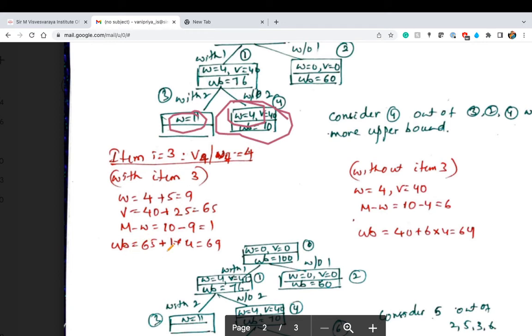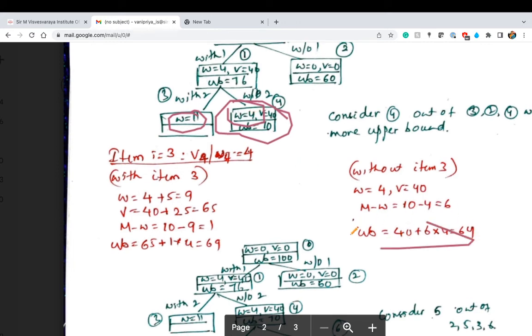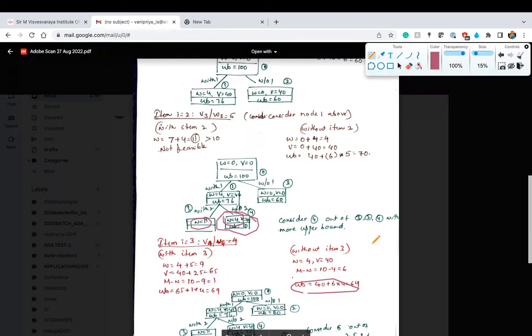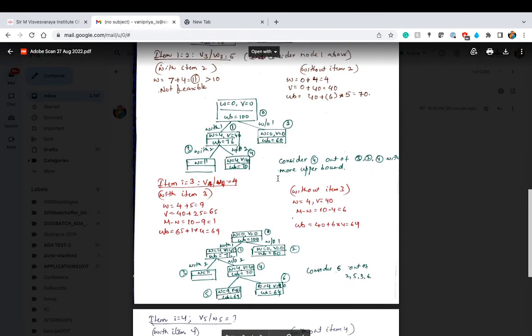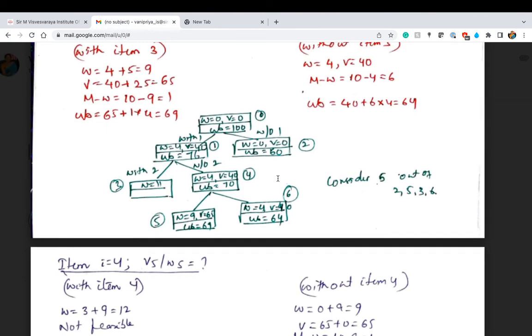Then if you substitute in the upper bound, you will get 69. Without using item 3, what will happen? W will remain the same, and V remains the same, and M minus W: M is 10, and the weight so far is 4. So 10 minus 4 is equal to 6. If you substitute in that, you will get the upper bound as 64. Okay, then expand the tree as usual. If you expand the tree, you will get the with-3 and without-3 branches. With 3, UB is equal to 69, and this is 64.